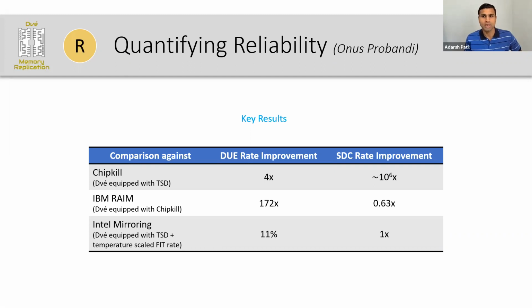DWAY has a slightly higher SDC, since the total number of DIMMs in DWAY is higher because of full replication. However, the SDC rate is already in the order of 10 to the power minus 10, making this increase negligible. In comparison to Intel memory mirroring, DWAY factors in temperature gradient effects on reliability and can map data in a thermal risk-aware manner between the replicas. Thereby, it is able to reduce DUE by 11% over Intel memory mirroring. The full details of this model are available in the paper.